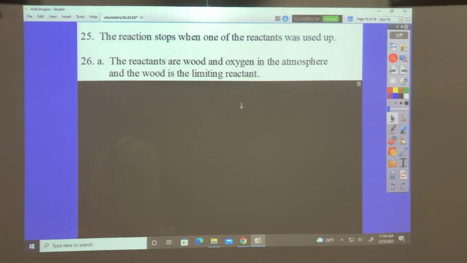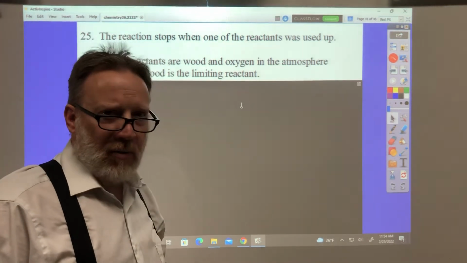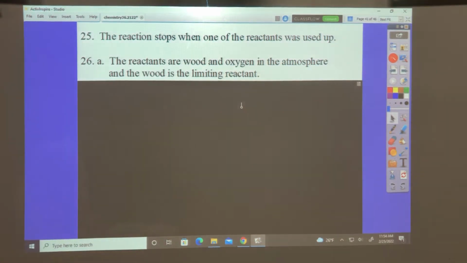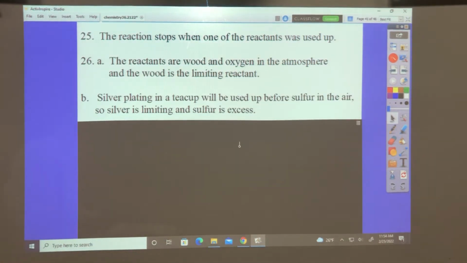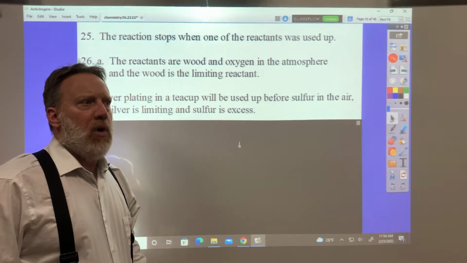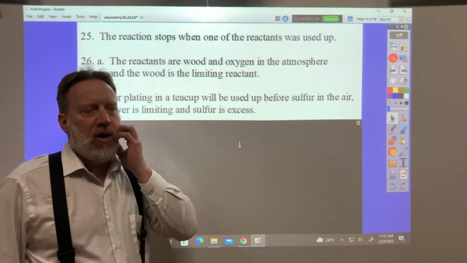26b, airborne sulfur reacts with the silver plating on a teapot to produce tarnish, or silver sulfide. Yeah, this is very effective. You'll run out of silver teapot long before you will run out of sulfur in the atmosphere. There's a lot of it there, especially if your water contains sulfur. If your water contains sulfur, it'll gobble up all the silver in your house eventually.